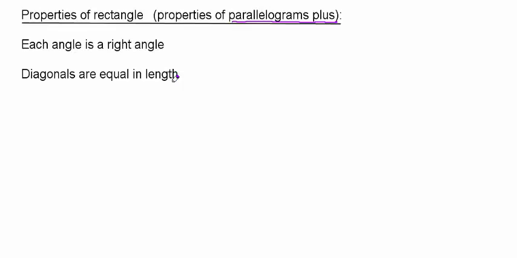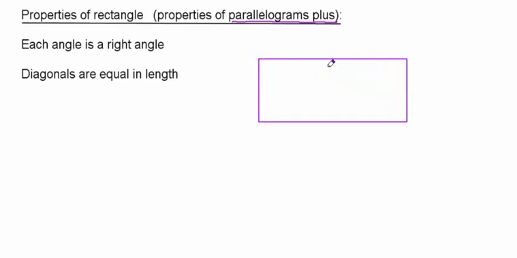Let me go ahead and draw a rectangle for you. This is how a typical rectangle looks. So as you can see, the opposite sides are equal in length and obviously they are parallel. From the picture it's pretty obvious. And then each of the corners have a right angle in them.